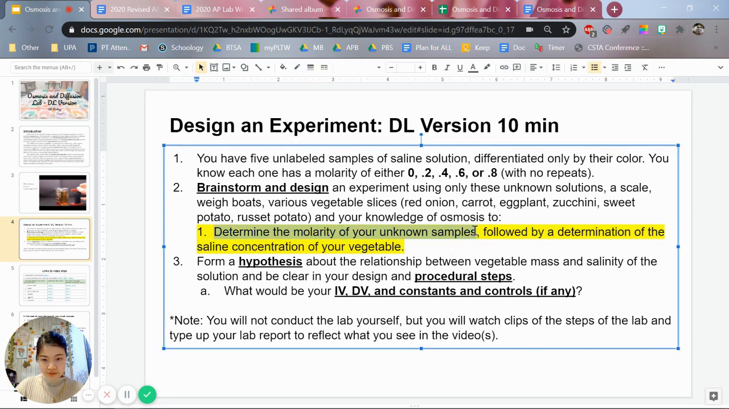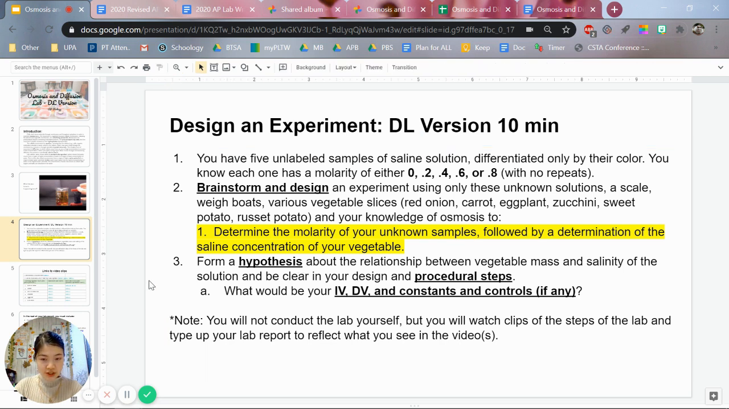And so my main task is for them to determine the molarity of these unknown samples, using what they know about osmosis, the movement of water in and out of cells, and applying that to these different plant cells. And that will be followed by a determination of the saline concentration of their specific vegetable of choice. And I'll show you how they're going to do that later. So number 3, you can take this out if you don't want to be this specific. I added this later for my students because they just needed that structure.